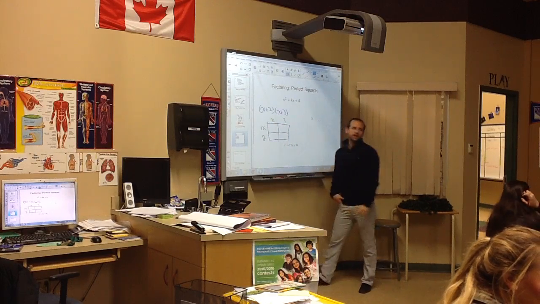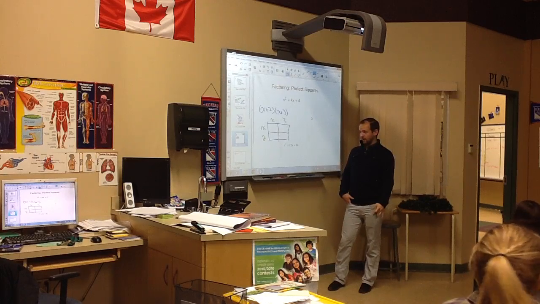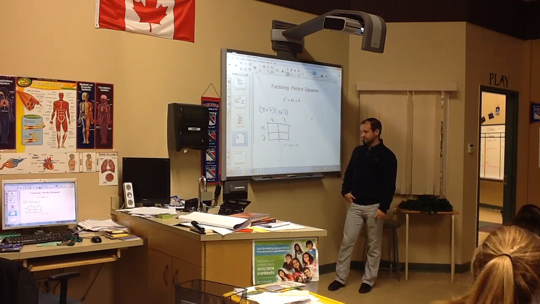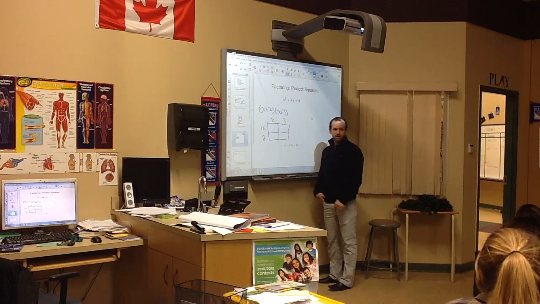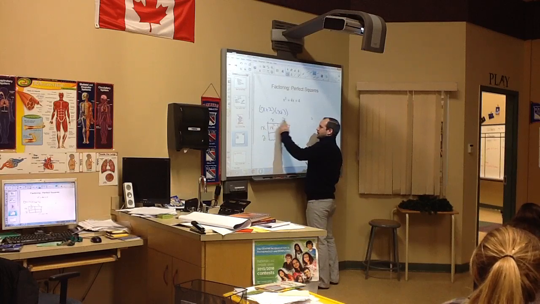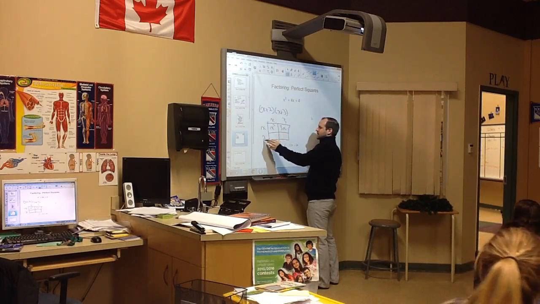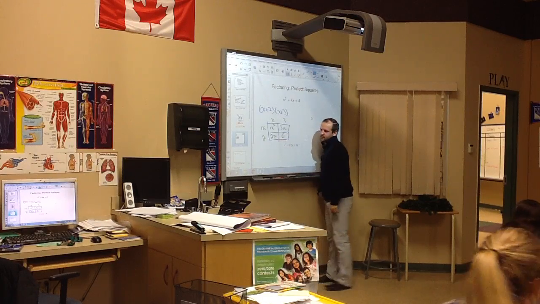What would I do inside the rectangles? I would combine them. How am I combining these numbers in here? Multiplying. x times x gives me x squared. x and 3 is 3x. x and 2 is 2x. 3 and 2 is 6.